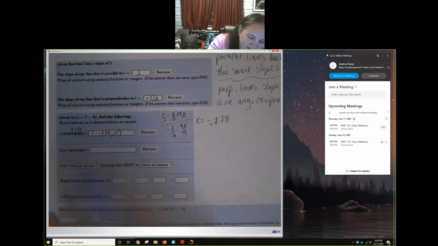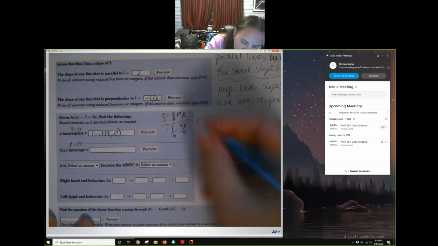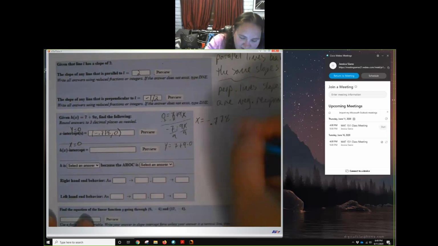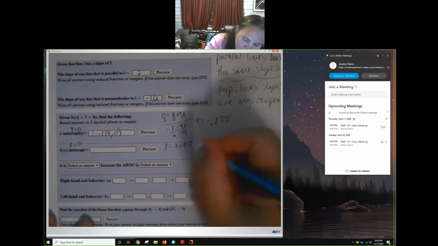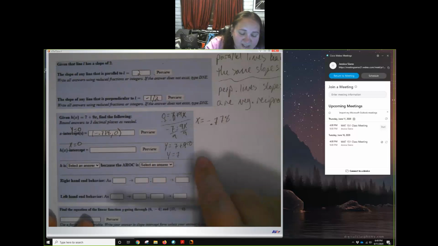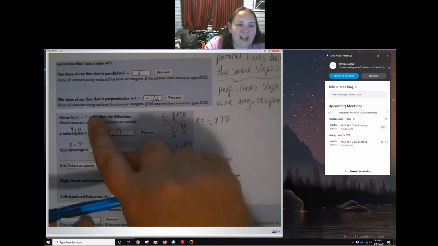And then your y-intercept is where x equals 0. So y equals 7 plus 9 times 0. 9 times 0 is 0. Y equals 7. That was a lot more work than I needed to do. Remember, the y-intercept when you're in slope-intercept form is just that number that's hanging out by itself.